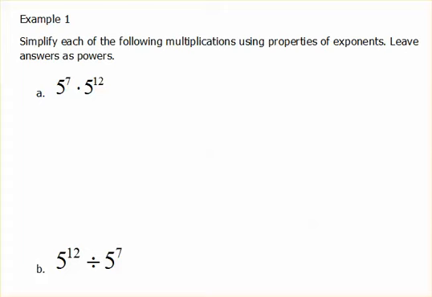Here we have example 1, and the directions say simplify each of the following multiplications using properties of exponents. Leave answers as powers. So they want you to go ahead and leave the answers as a power. Now that is, unless something happens to turn out to be a 0 power, and then we always go ahead and write 1 instead. So go ahead, and you know the drill.